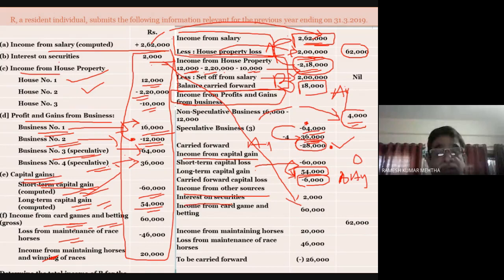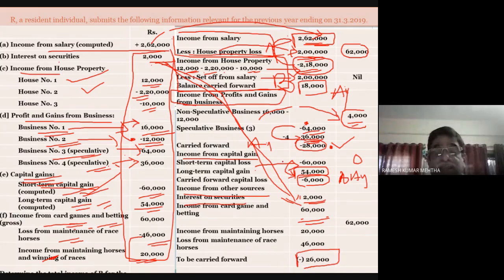Next one is income from other sources. Interest on securities is 2,000 rupees. Hope you are aware that interest on securities is fully taxable. Income from card games and bettings is 60,000 rupees. Loss from maintaining of horses is 46,000 rupees, and the similar profit was 20,000. This loss of 46,000 can be set off against this profit, and the remaining unabsorbed loss can be carried forward for 4 assessment years.